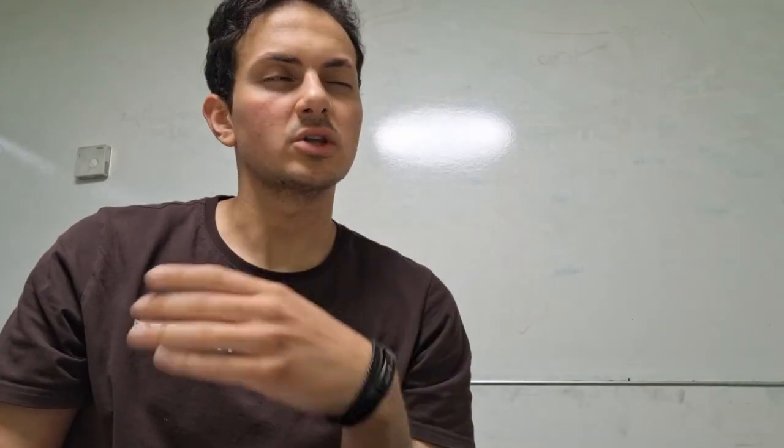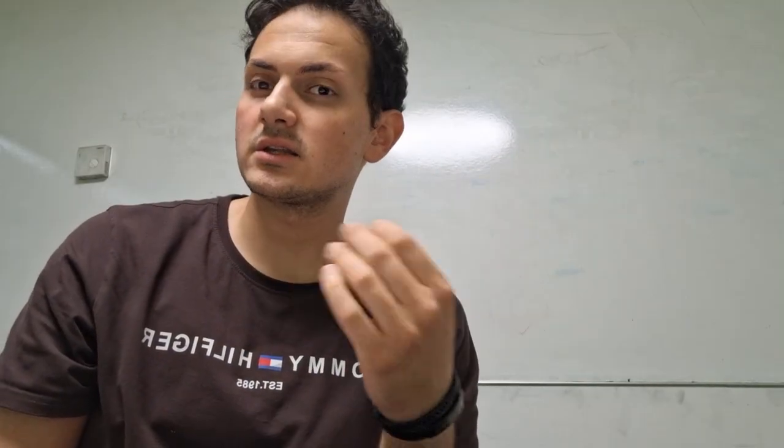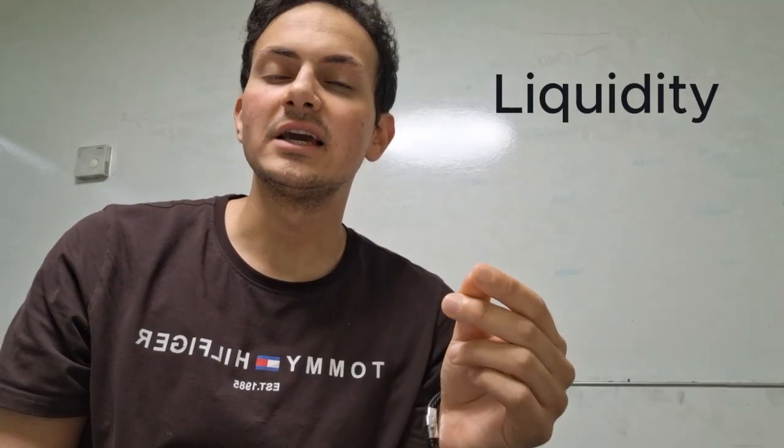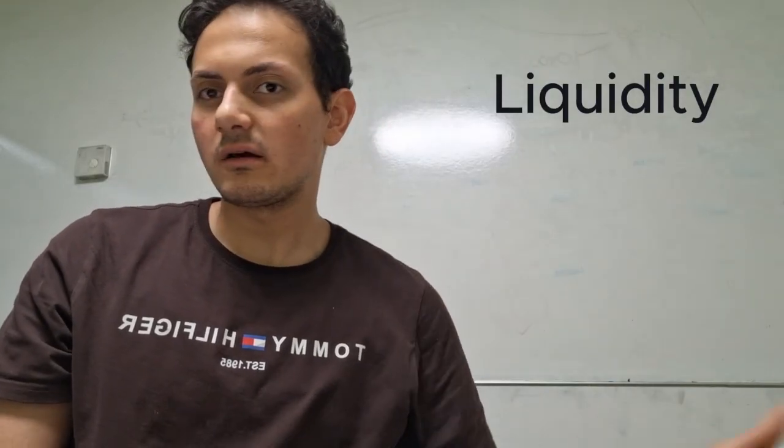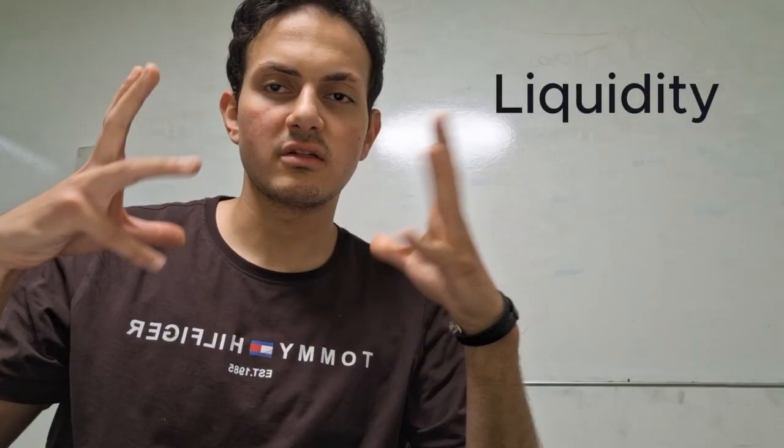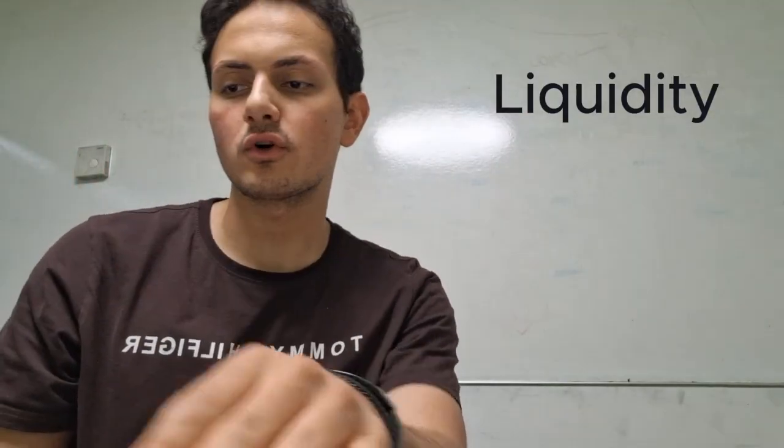There was an exception, which was COVID, but COVID has its own conditions, and it had an element which was liquidity. That will be another video where we go into the COVID thing, but let's just go for now with the GDP.